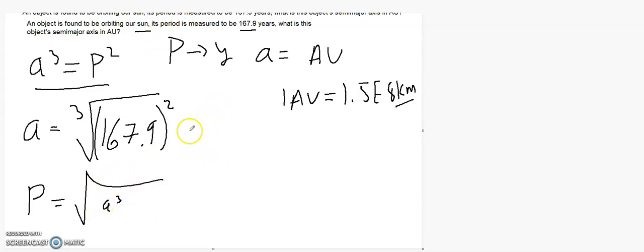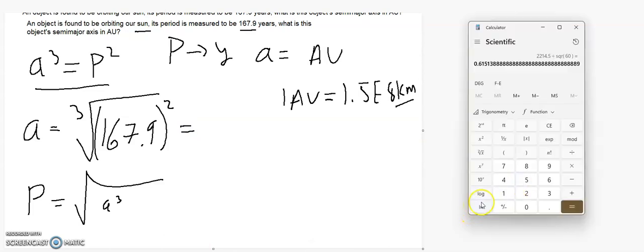All right, so what is this equal? Let's get our calculator. And so this is what A is going to be. Just keep in mind, if the period was 1, 1 squared is still 1, and the cube root of 1 is still 1. That's for the Earth: the Earth is 1 astronomical unit away from the Sun, and it takes 1 year to go around the Sun. Mars takes a little more than 1.5 years, and so forth.